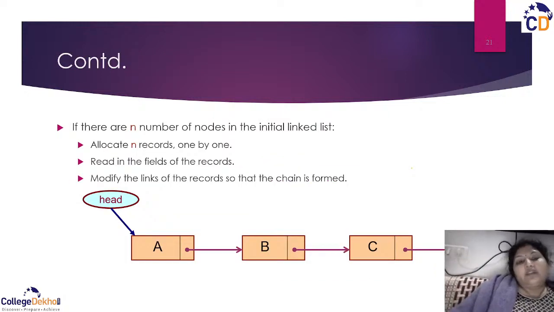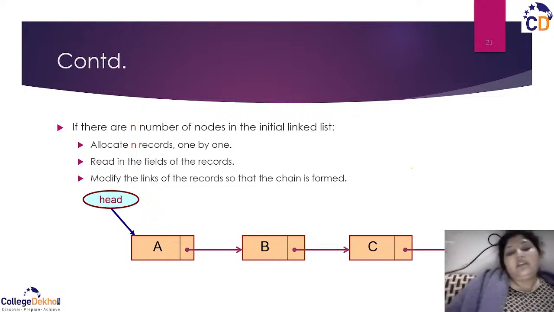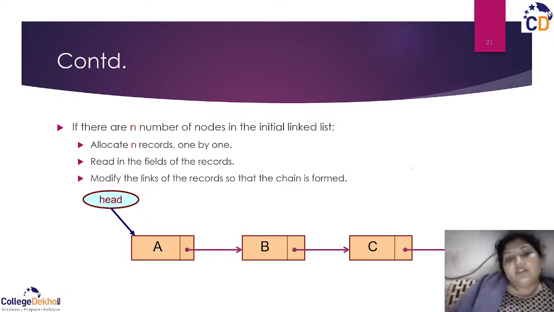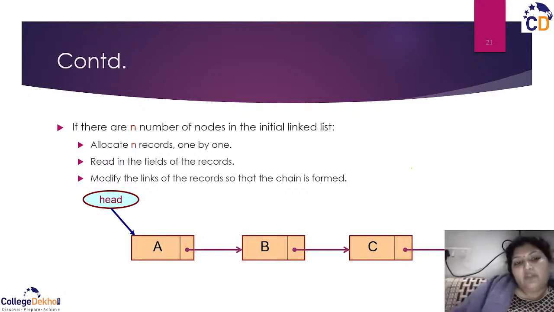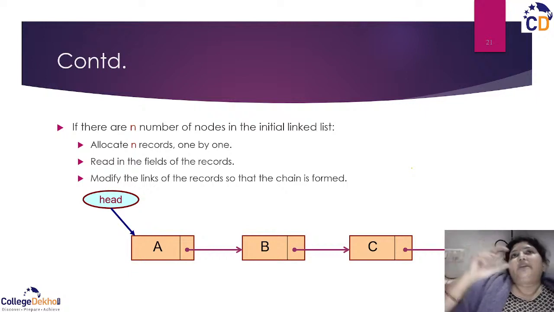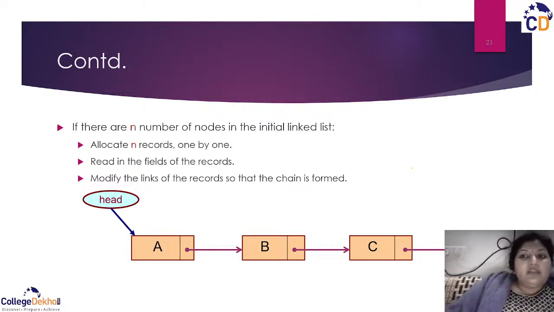Now if there are n number of nodes in the linked list, allocate n records one by one. How are you going to allocate? Read in the fields of the records, modify the links of the records so that the chain is formed. So you have to maintain the series, like this node is holding the value and the next part is holding the address of the next element in the list.